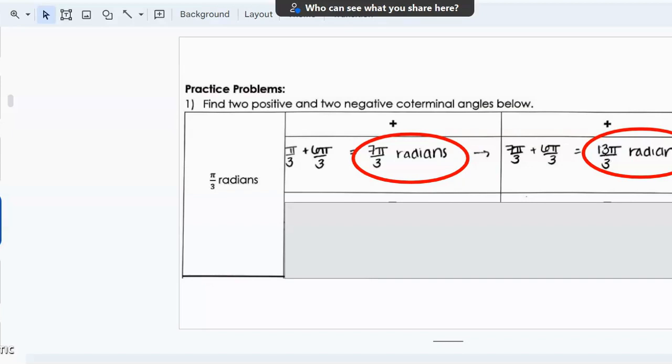Now we're going to do the opposite. We're going to go ahead and subtract so then we can get negative coterminal angles. So if you want to try it, go ahead and do that now, pause it, and then keep playing when you're ready.